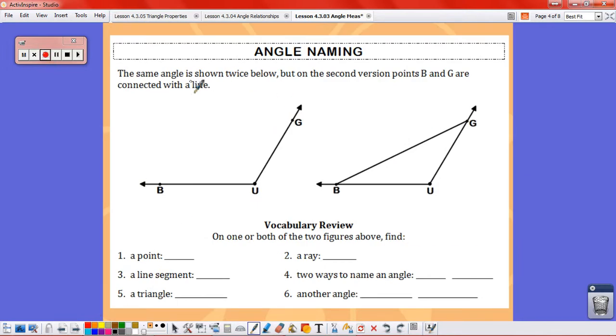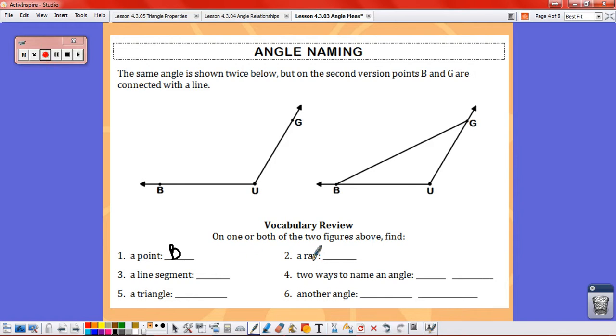Alright, so angle naming. The same angle is shown here twice, but on the second one I added a line segment that turns it into kind of a triangle with rays going off to either side. And I asked the students to name a point, a ray, a line segment, 2 ways to name an angle, a triangle, and then another angle. A point is generally pretty easy. There's point B here, there's point U, there's point G. I'm going to go with point B for fun.